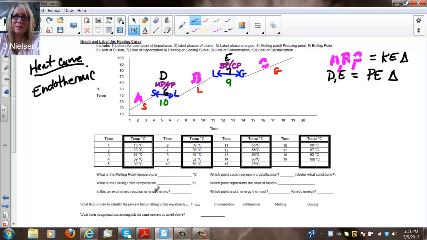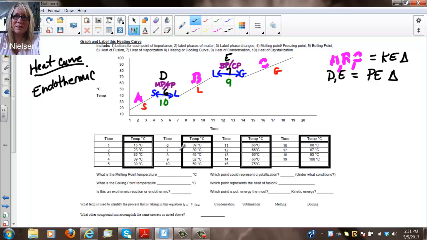And they are directly related to the type of graph. So if we're going uphill and we're increasing temperature, then kinetic energy is increasing. If we're at a plateau, potential energy is being stored, it's increasing. If it were a cooling curve, then it would be the opposite. As temperature decreases, kinetic energy would be decreasing, and at the plateaus, potential energy is being released. Therefore, it would be decreasing. So we have some information about this graph.